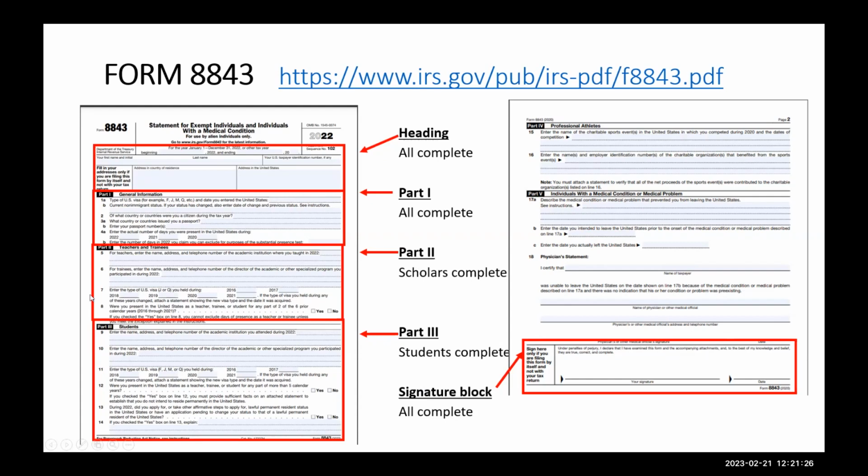And then there's part 2, which is specifically for teachers and trainees, which refers to basically our scholars. Part 3 is specifically for students. Our F1 students and our J1s in a student category would complete part 3. So F1 students and J1 students do not complete part 2, and J1 scholars do not complete part 3. And then you skip part 4 and 5 because those don't apply to your situations. And then you see the signature block here. This is where you would sign if you were filing just this form and no additional form. You have to sign on this.